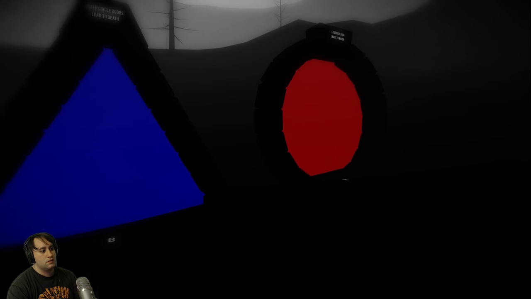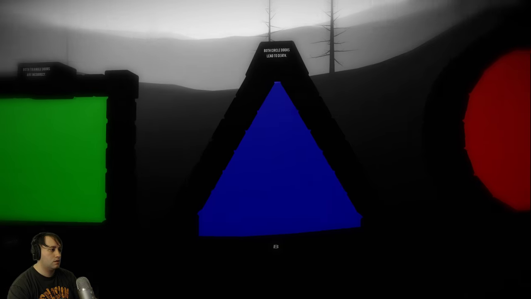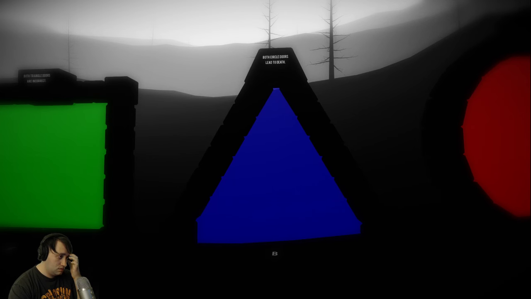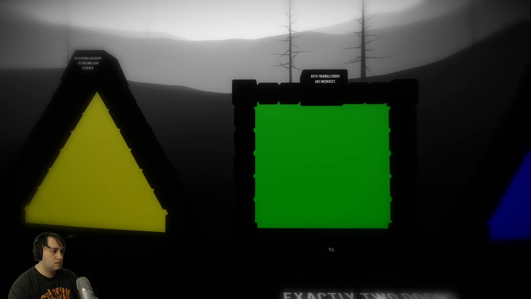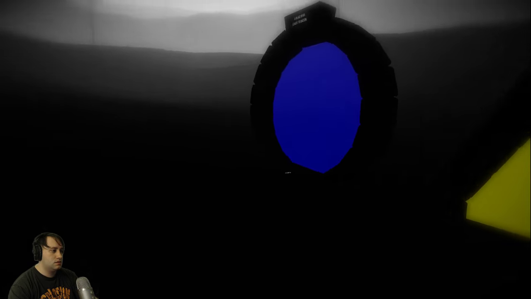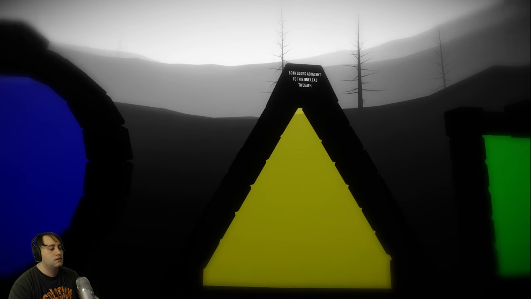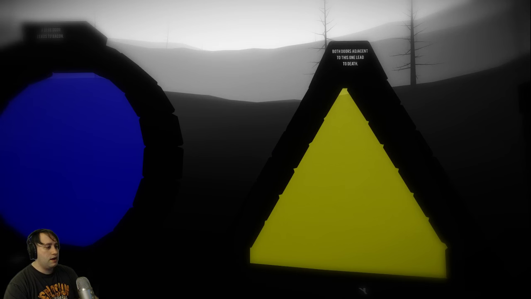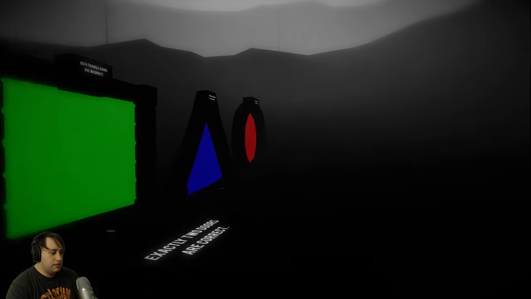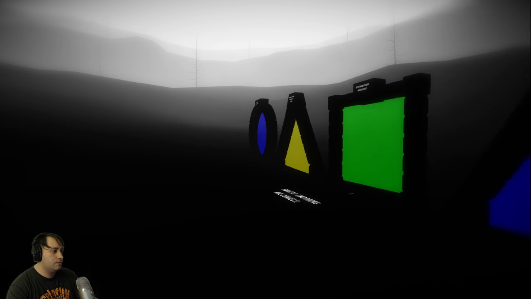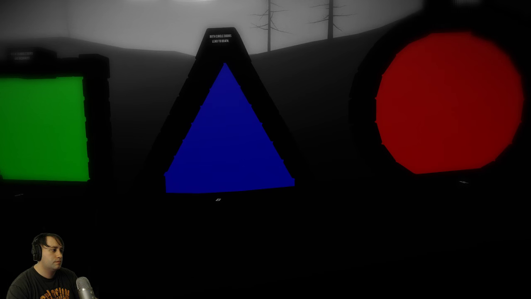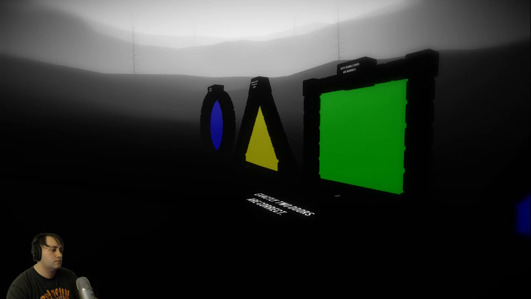Wait, hold on. Okay, so if I cannot go through a correct door, then I can't go through circles. I can't go through the square. And I can't go through the triangles because they're correct. All right. So let's go back to our premise that this is true. Because I have to go through a correct door. Otherwise, this is screwy.